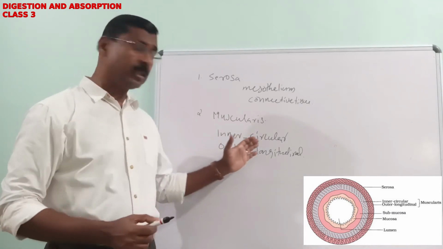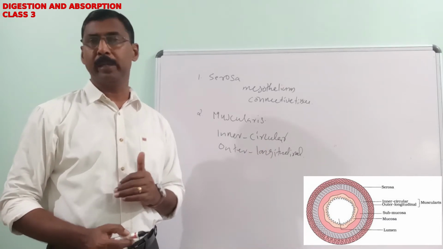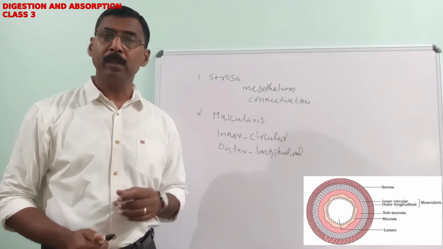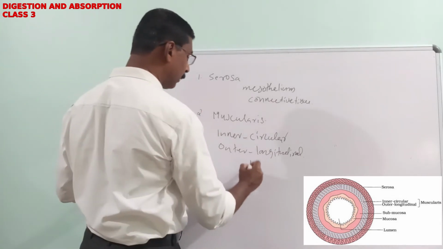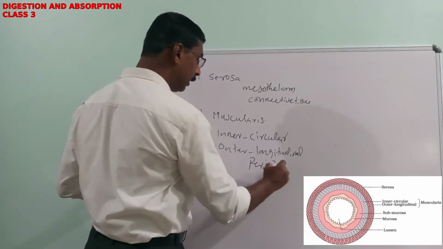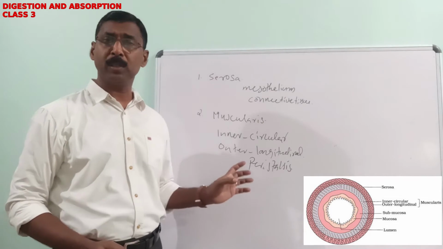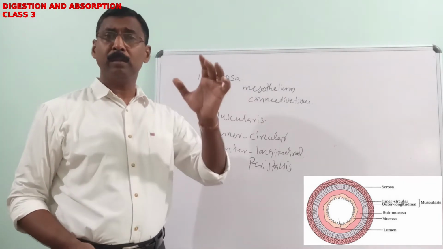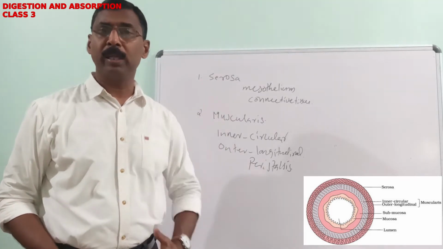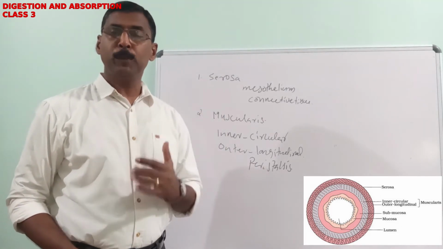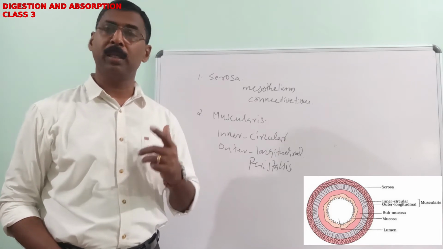So the alternate contraction and relaxation of the circular and longitudinal muscles of the alimentary canal brings about a movement called peristalsis. So what is peristalsis? It is a wave-like contraction and relaxation which passes all along the length of the alimentary canal, which propels the food from one position to another position in the alimentary canal.